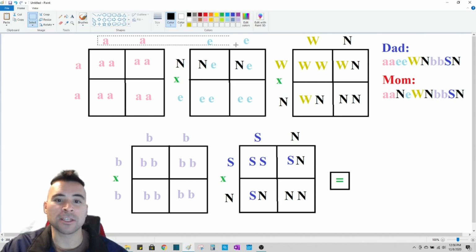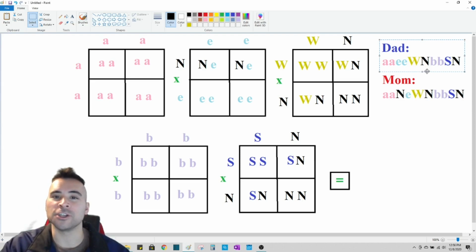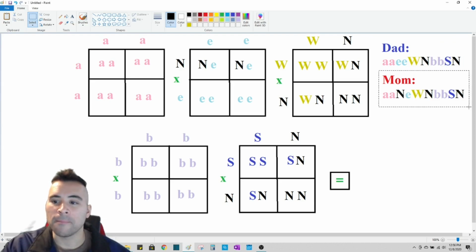The dad's representation is on the top of the Punnett square, and the mom's representation is on the side. So the dad is a heavy hitter. He is an albino, represented by AA, eclipse, EE, white and yellow, represented by W and then N. He's only carrying 1 copy of the white and yellow gene. Blizzard, he's carrying 2 copies of the blizzard gene. And snow. And the mom is an albino, het eclipse, so carrying 1 copy of the eclipse gene. White and yellow, so carrying 1 copy of the white and yellow gene. Blizzard, snow. Do you see that?